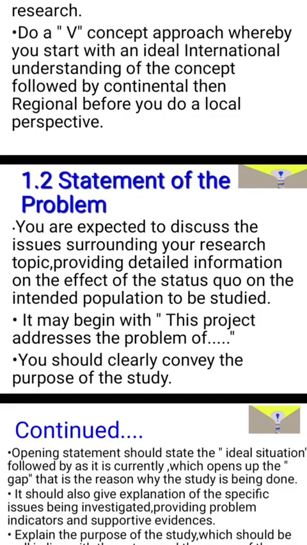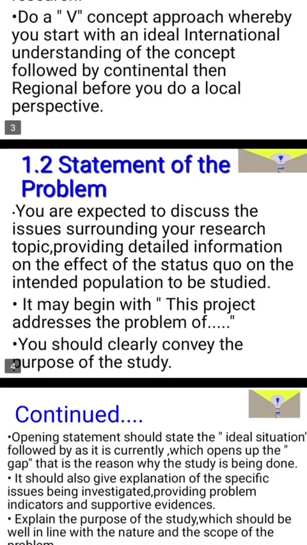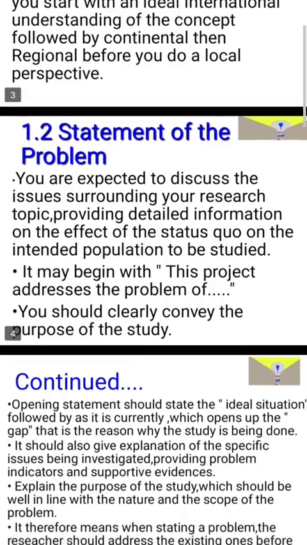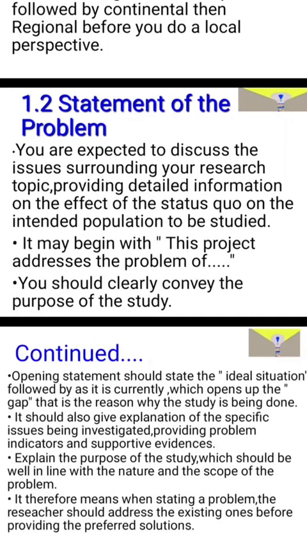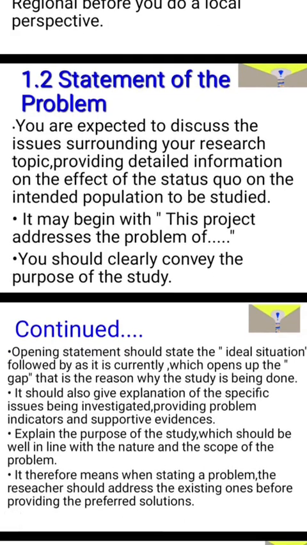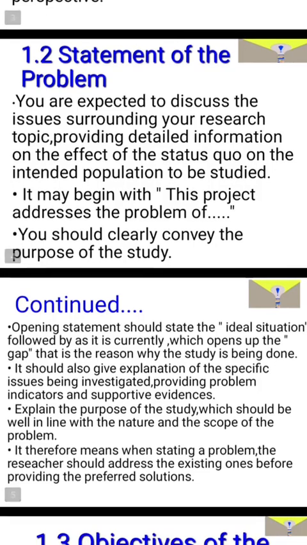Now, still under introduction, we have the statement of the problem, and this one can be named as 1.2. In this case, you expect to discuss the issues surrounding your research topic, providing detailed information on the effect of the status quo on the intended population to be studied. So in most cases, it may begin with "this project addresses the problem of", so you should be able to do it clearly so that it conveys the purpose of the study. The opening statement should state the ideal situation, which is followed by what we are having currently, and this opens up the gap.